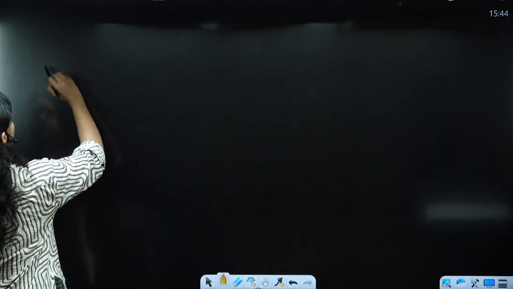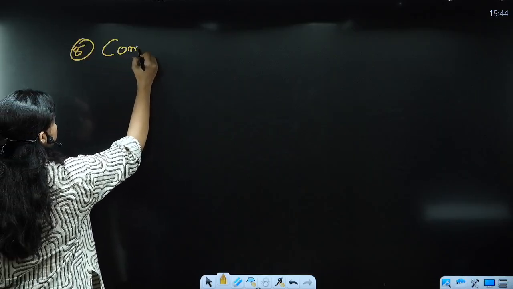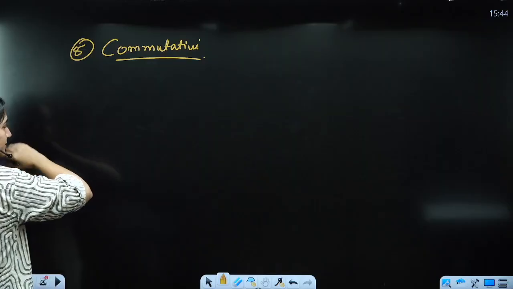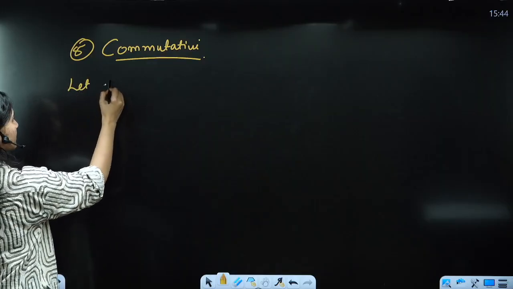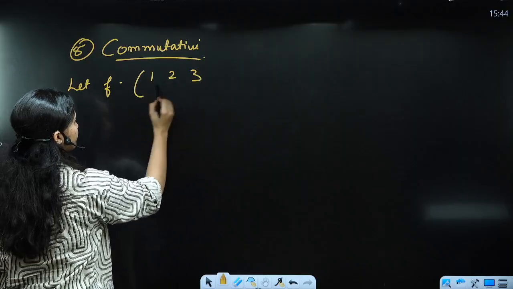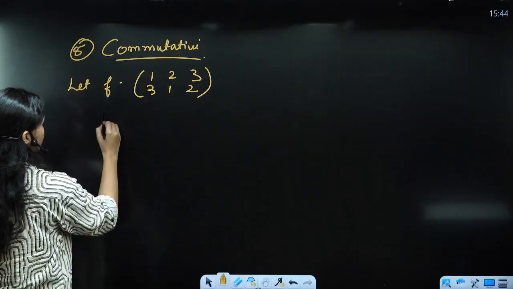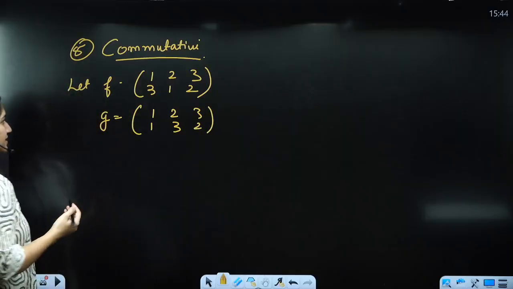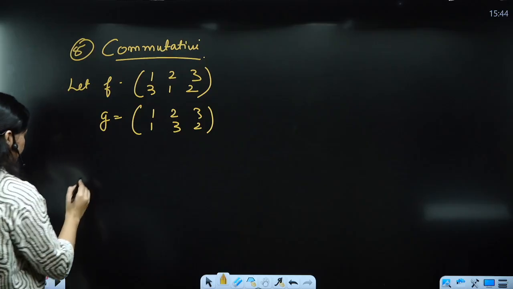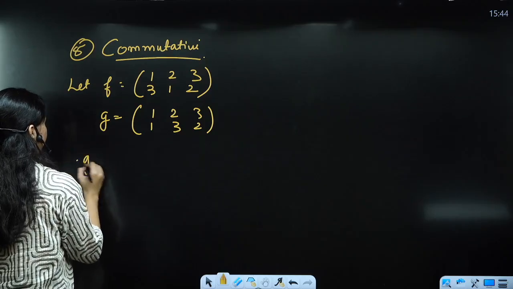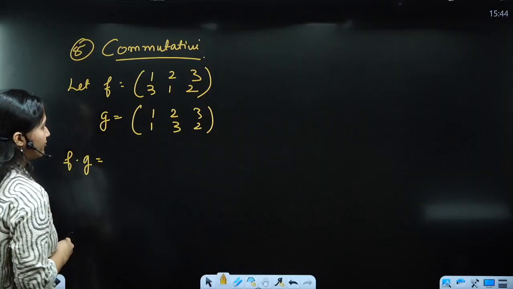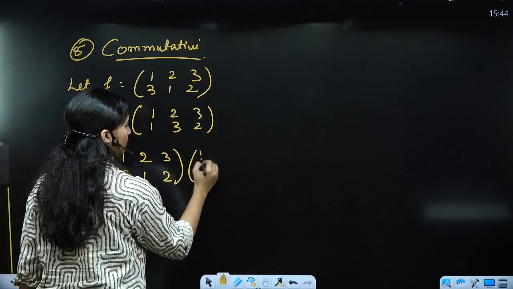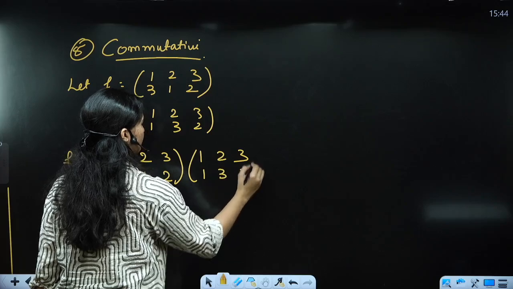And finally we are supposed to check for commutativity, right? So for the commutative property we can take any example. Let f equal this and g equal to, let's say, this. You can also write it in r cycles and do it, totally up to you. So I'm going to solve for f dot g first. All right, f dot g is going to be what? 1 2 3, 3 1 2, and 1 2 3, 1 3 2, right?